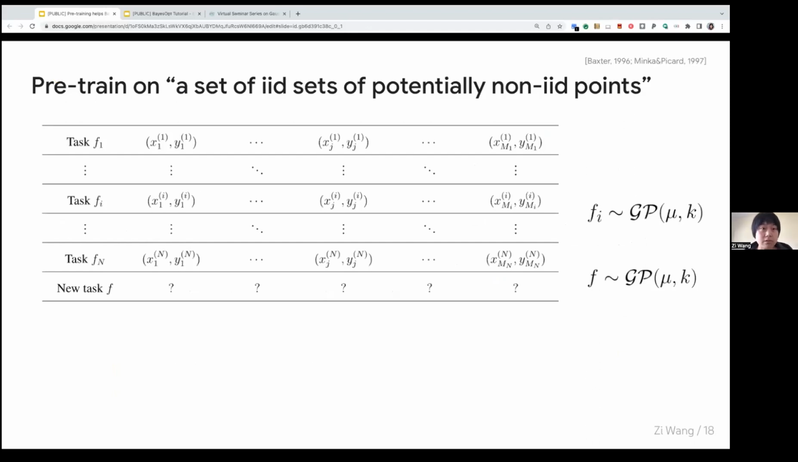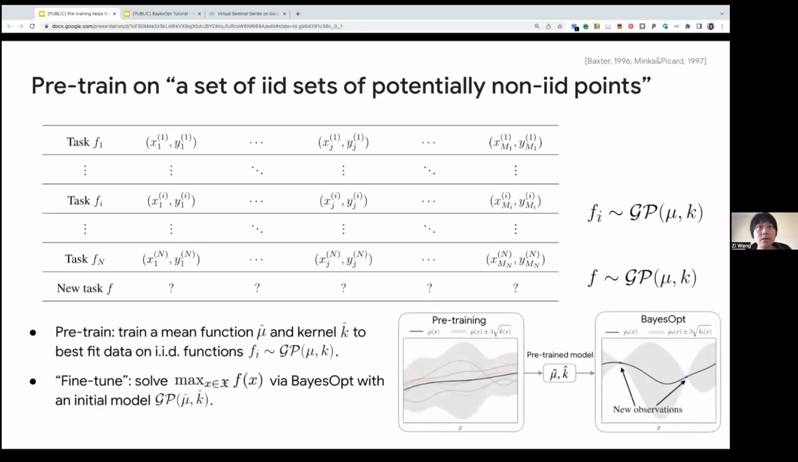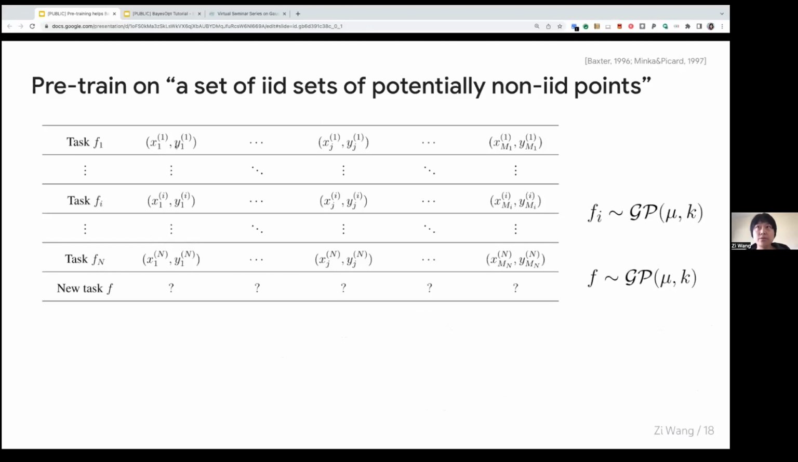So going back to this notion of prior learning, which was defined as learning on point sets, a set of IID sets, potentially non-IID points, I think it's actually a really smart way to describe the scenario. It's clear now what it means for a Gaussian process. For each row, we have non-IID points because they're from the same function, and between all the tasks, these are the IID sets. So essentially, we're trying to learn from this set of IID functions where we have non-IID observations from each of the functions.